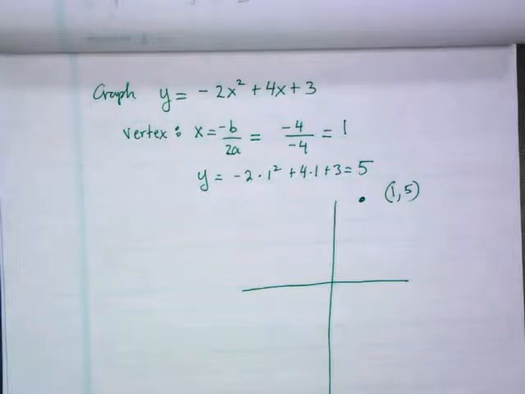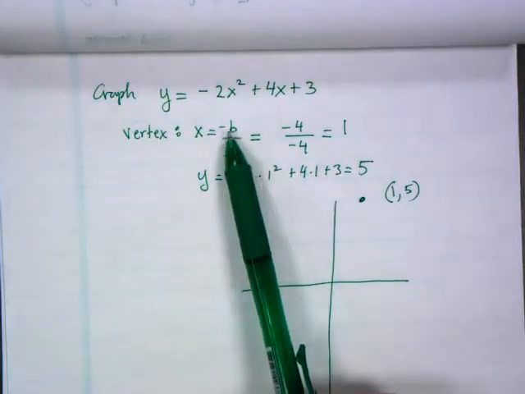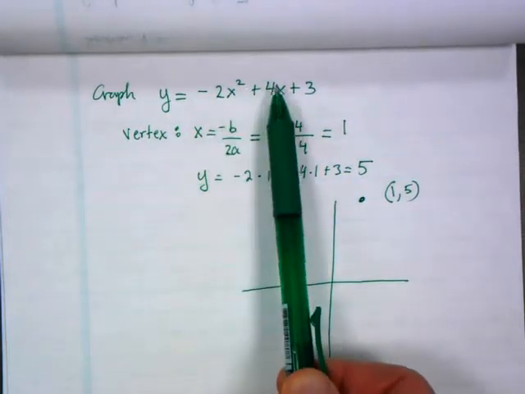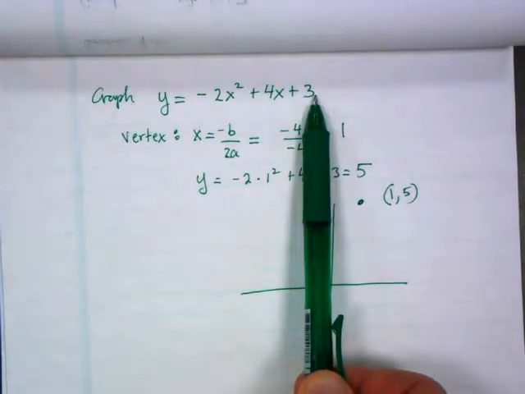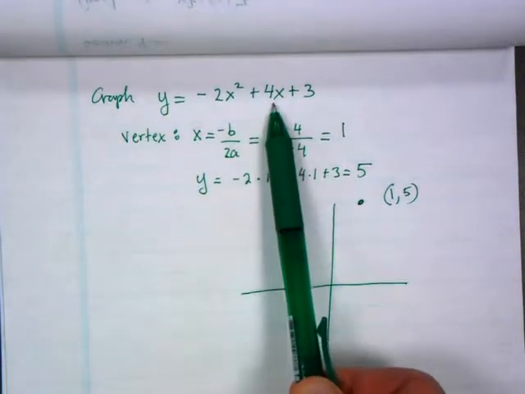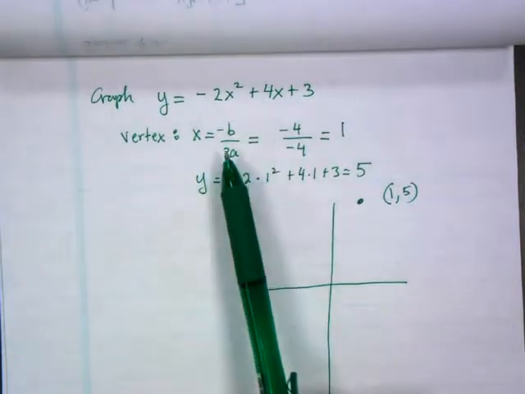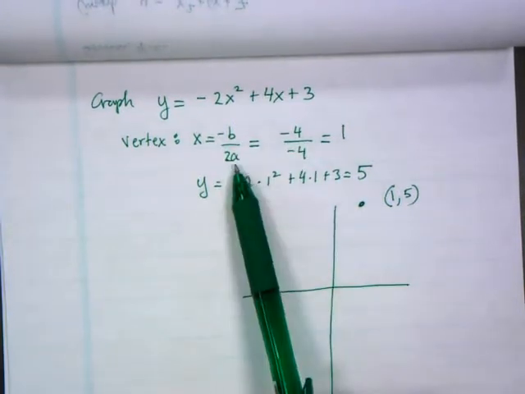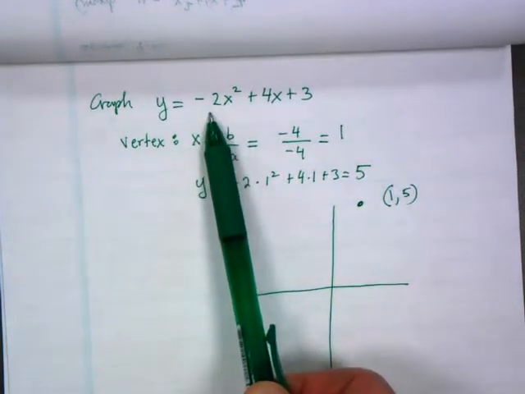How did you get the negative 4 divided by negative 4? I used my little formula, negative b over 2a. So this is my a number, this is my b number, and this is my c number. Okay. So b is the number 4. So negative b would be negative 4. And then 2 times a is the number negative 2. So 2 times negative 2 is negative 4.